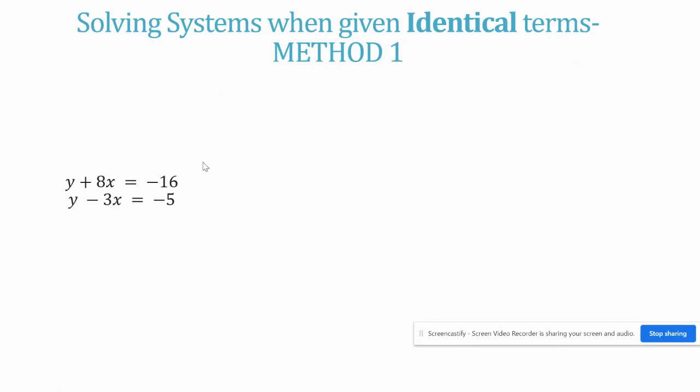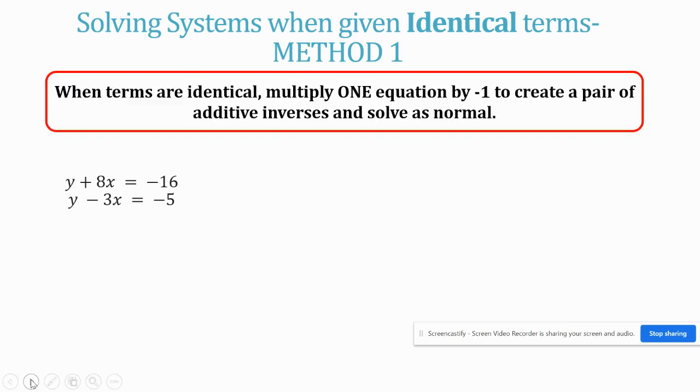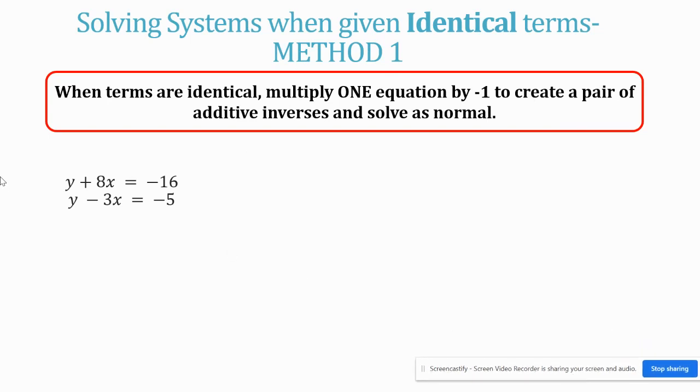And this is the method that you will see if you watch the Delta Math videos. When terms are identical, we're going to multiply one equation by -1 to create a pair of additive inverses and then solve it as normal. So as we can see here, we have y plus 8x equals -16, and then y minus 3x equals -5. So we do not have a set of additive inverses. So we need to create a pair of additive inverses so that when we add the equations together, those inverses are going to cancel out.